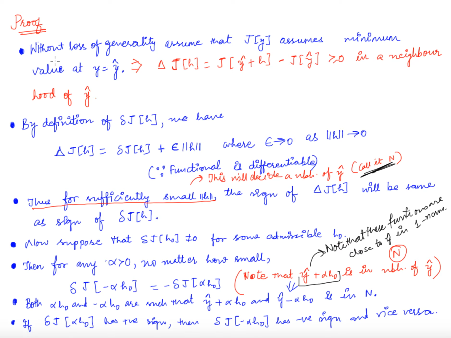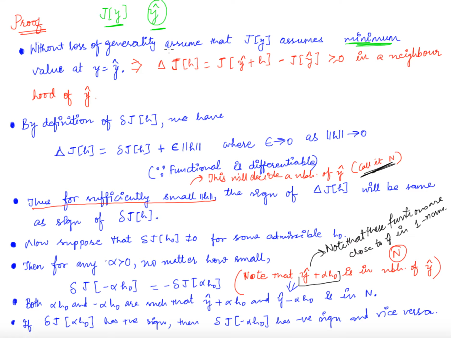Okay, let us try to prove that theorem. Without loss of generality, we are saying that J of y assumes an extreme value at y tilde. That extreme value can be a minimum or a maximum. So without loss of generality, we can always assume that this is a minimum value. You can assume a maximum value as well; then you just have to reverse and modify the steps a little. So we are assuming that our functional assumes a minimum value at y tilde.